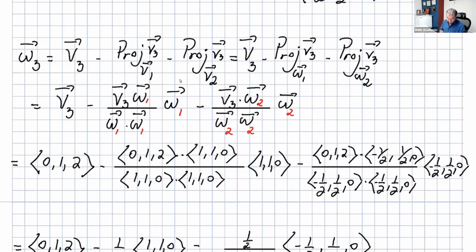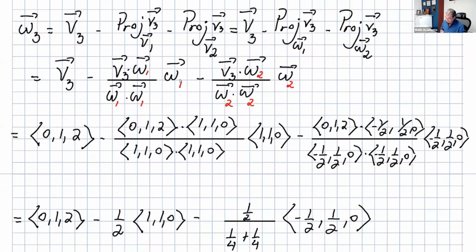So it's going to be first V3 minus V3 dot W1 over W1 dot W1, and minus, then you do it with W2, so it's V3 dot W2 over W2 dot W2, and that's times W2. One more time, please be careful. These are just numbers and these are pretty easy to calculate. I did that here for you.